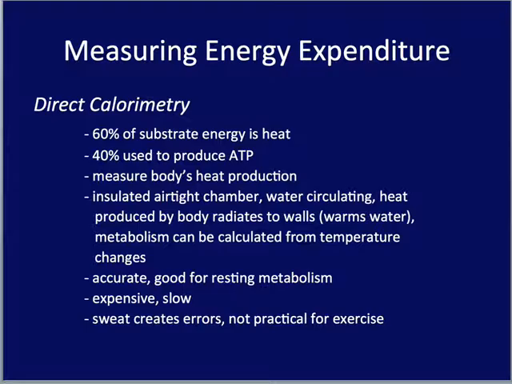And I did mention this earlier, that 60% of the energy that we produce from the substrates, the carbohydrates, the fats, the proteins that we take into our bodies and store and then break down and use for energy, is mostly generated as heat. And only about 40% of it is actually used for ATP, or adenosine triphosphate, which is where we get the energy.